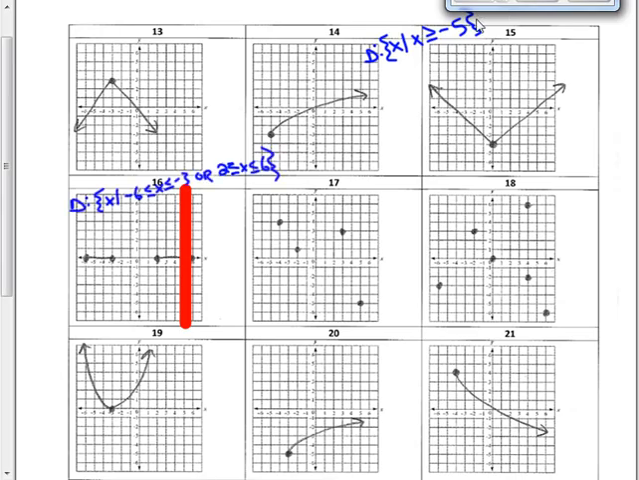And so the domain actually gets pretty long for that one. X such that -6 is less than or equal to x, less than or equal to -3, or 2 is less than or equal to x, less than or equal to 6. I have to have both of these portions in here in order for me to properly label the domain.